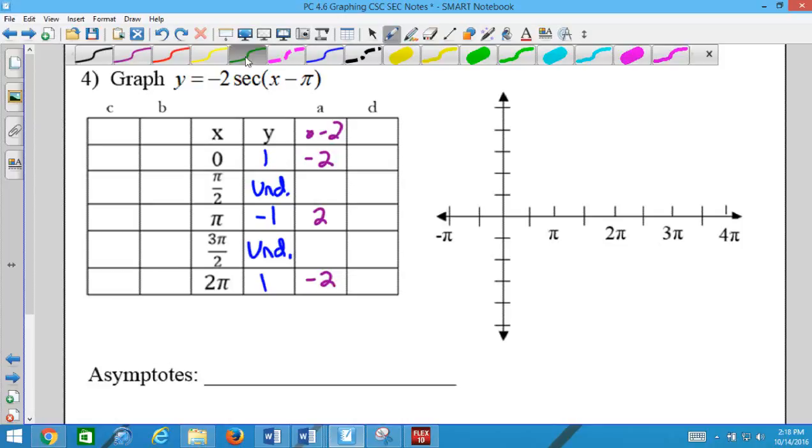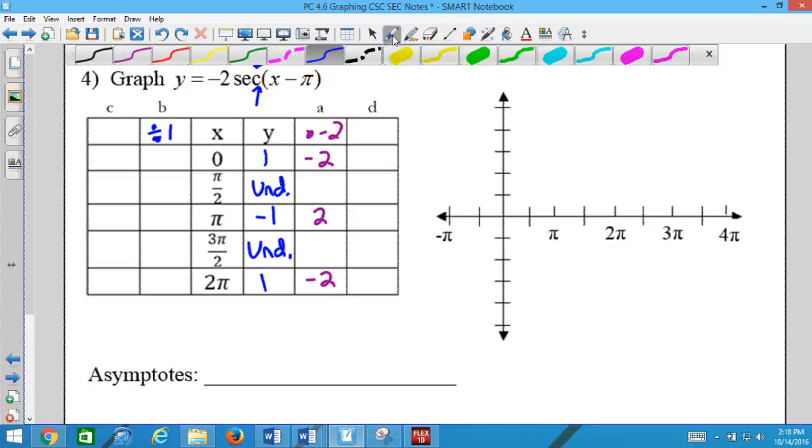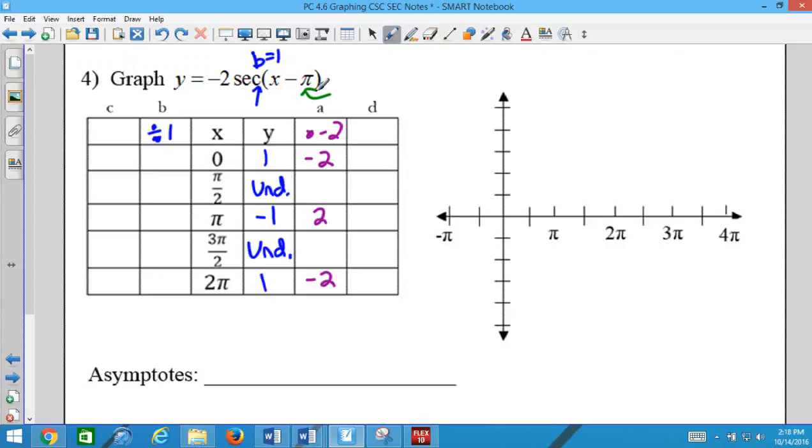Do we have a B value? The B value would be right there after secant before the parentheses, so B is 1. I don't really have to do anything. I can divide by 1, but it's not going to change any of those X values. So I don't really need that column. We do have a C value of pi. Remember, we always do the opposite. It says minus pi. I'm going to add pi for the C value.